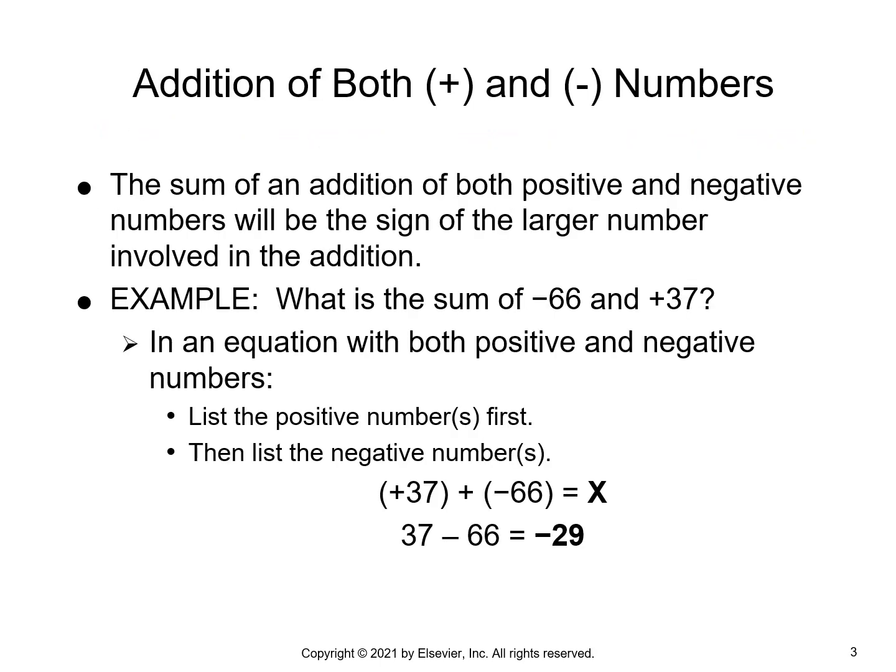Now let's take a look at addition of both a positive and a negative number. When you do this, the sum of an addition of both positive and negative numbers will be the sign of the larger number involved in the addition. So what you'll do is you'll look at in your equation which number is positive and which one is negative. And then you would typically list your positive number first and then list the negative number.